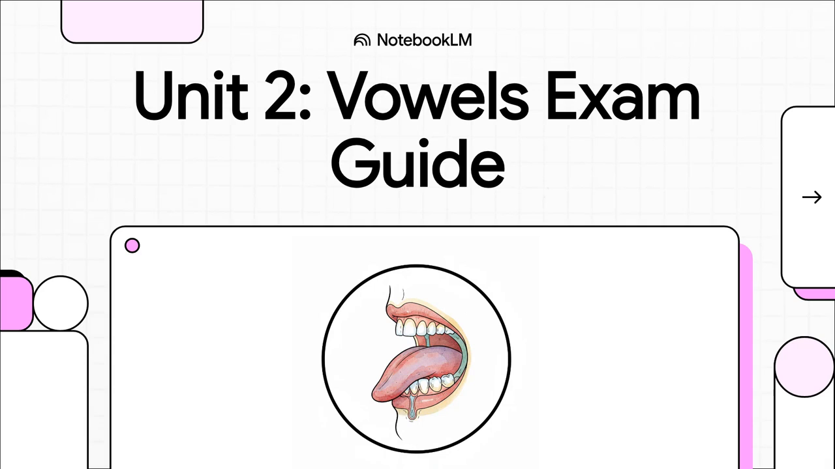Welcome everyone. If you're gearing up for your English pronunciation written exam, you are exactly where you need to be. Today's explainer is custom built for you. We're going to take some of that incredibly dense phonetic terminology from Unit 2 on vowels, and break it down into an easy-to-digest, highly visual guide. We'll lock down the exact definitions, the symbols, and the concepts you absolutely need to ace your test.